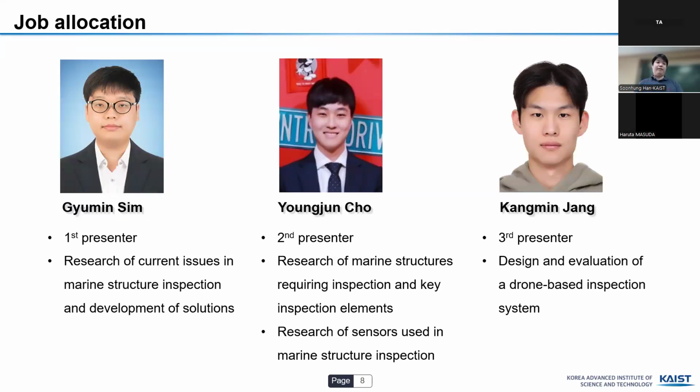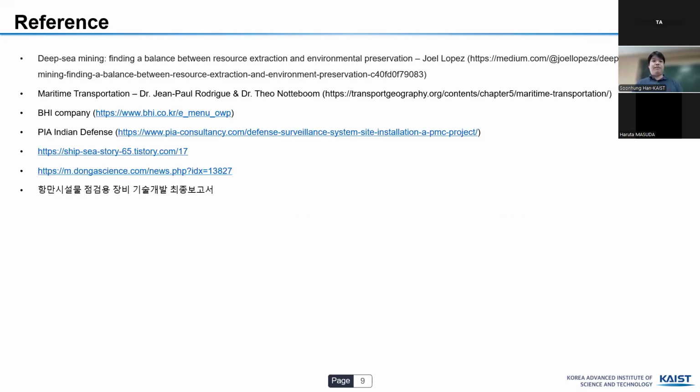This is the job allocation. I am the first presenter and researched current issues in marine structure inspection and development of solutions. Youngjun Cho is the second presenter and researches marine structures requiring inspection and key inspection elements, and the sensors used in marine structure inspection. For the third presentation, Kangmin Chang will take over, and it will cover the design and evaluation of the drone-based inspection system. And this is the reference.